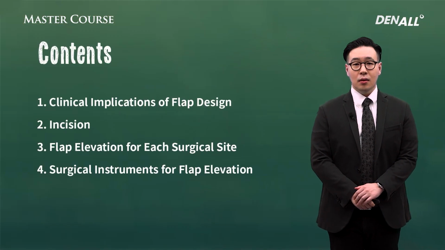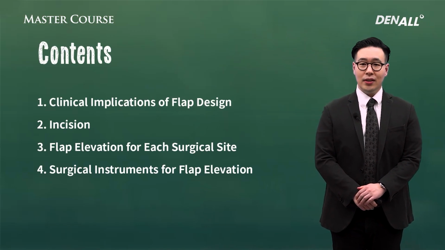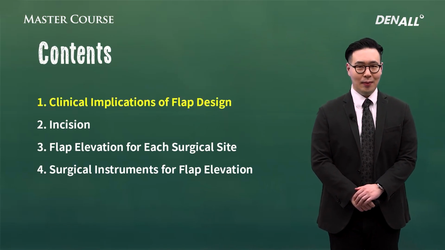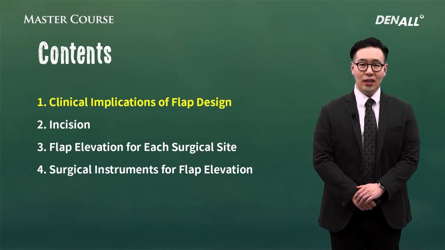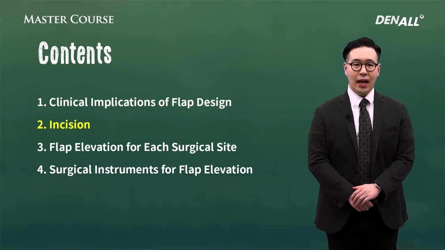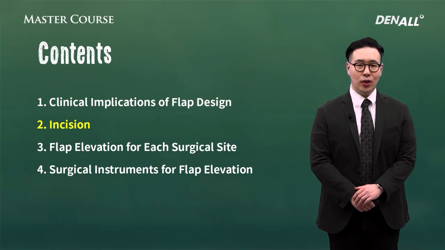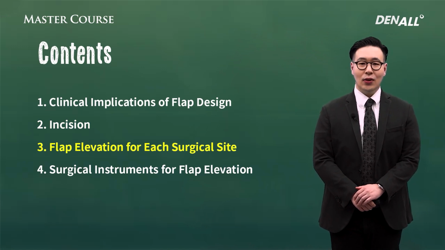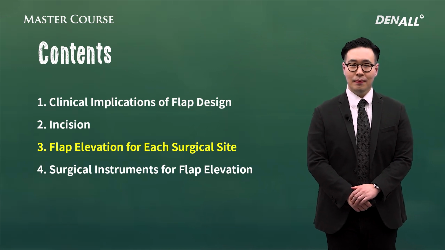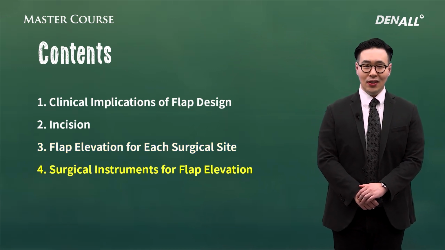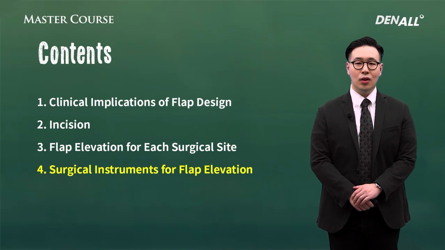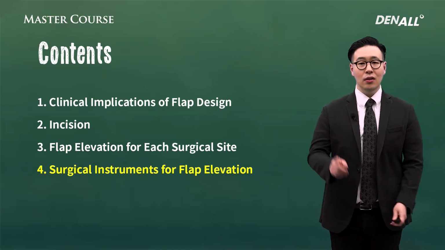First, let's look at the contents. To open flap, the flap design needs to be good. And after that, following the flap design you have in mind, you need to make accurate incision. In the area for incision, the alveolar bone state is very important, and I'm going to talk about flap elevation and design for each surgical site, and I'm going to show you clinical cases. Finally, I'm going to talk about the surgical instruments that I use frequently for flap elevation. Let's begin.